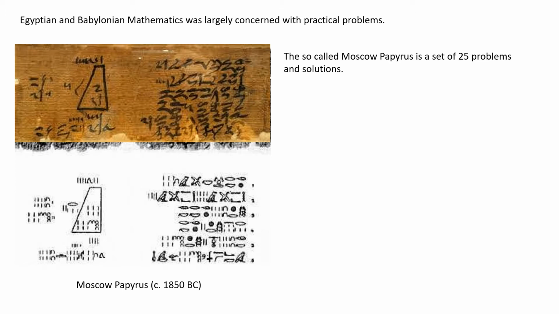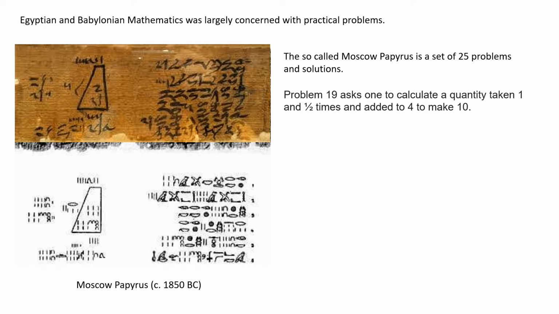Now the Moscow Papyrus is a set of 25 problems and solutions which may have been set to school pupils. For example, problem 19 asks one to calculate a quantity which taken 1.5 times and then added to 4 makes 10. Now, of course, nowadays we'd solve this problem using algebra, but this is before algebra was invented. So next time you're struggling with an algebraic problem, take a moment to consider those poor Egyptians who would not have had the tools that we have today.